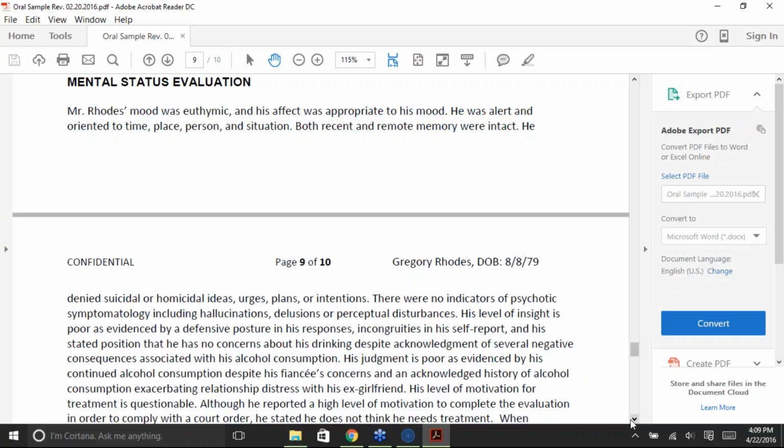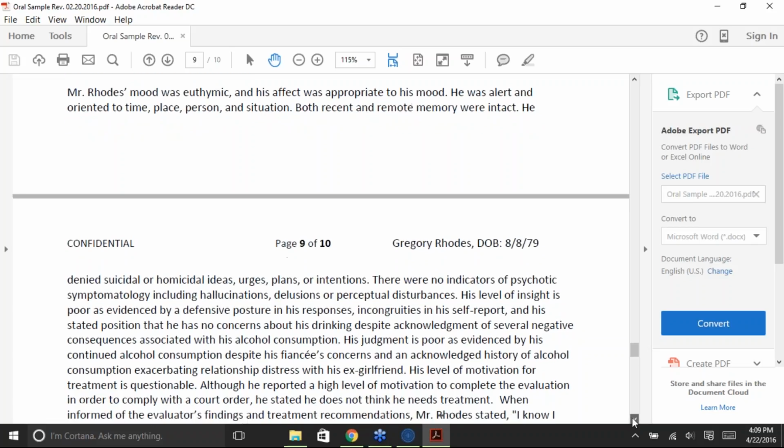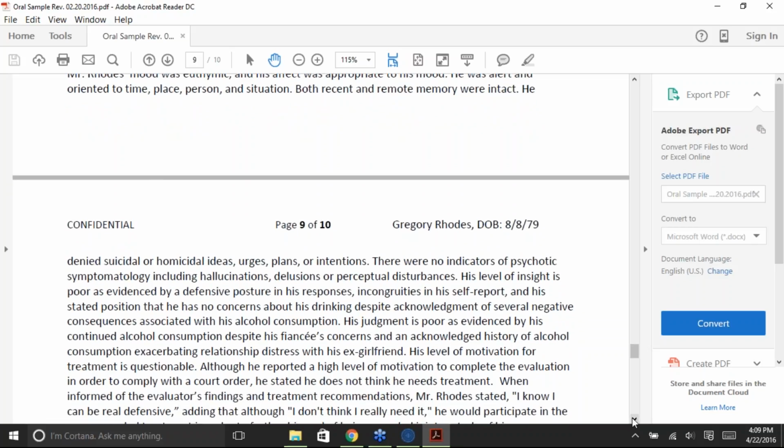Now, it is important to pay attention to the difference between insight and judgment. Insight is, does this client get it? And judgment is, given what they get, are they choosing good behaviors or not? Are they choosing behaviors that would make sense and be adaptive or healthy given their insight?